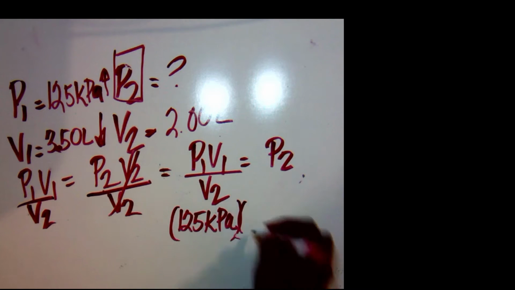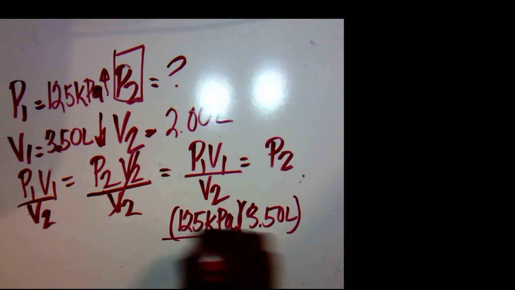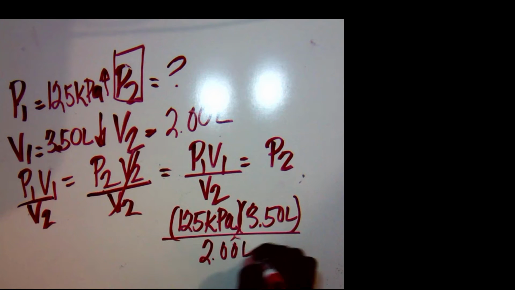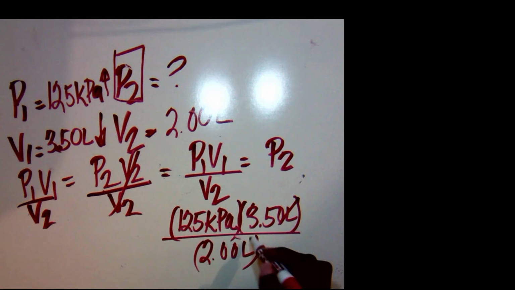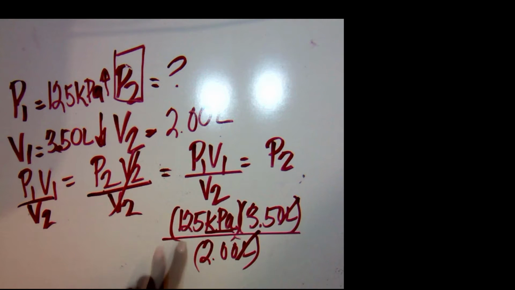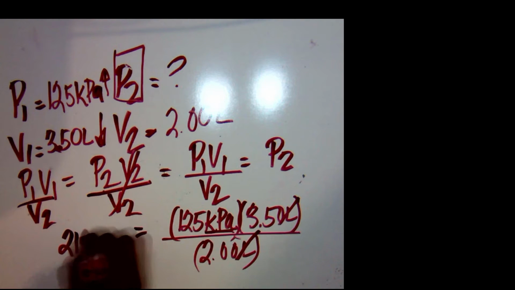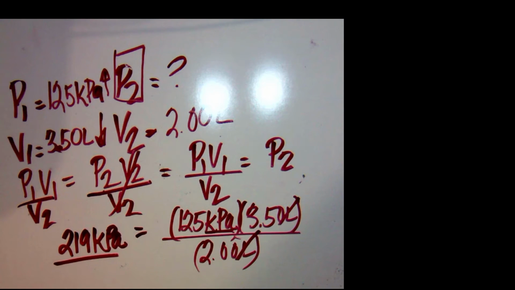V1 is 3.5 liters divided by V2, which is 2 liters. With the way this problem is set up, liters will cancel, which will leave us with the unit of kilopascals. So you'll multiply 125 times 3.5, then divide that by 2.0. Your final answer gives you 219 kilopascals. All right, and that is your final answer.